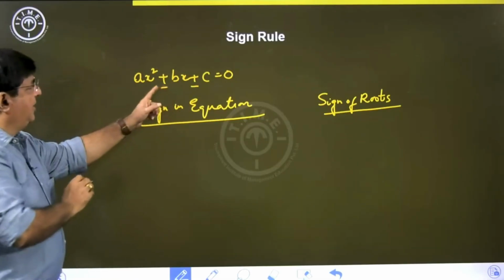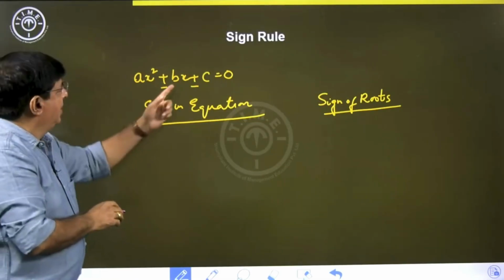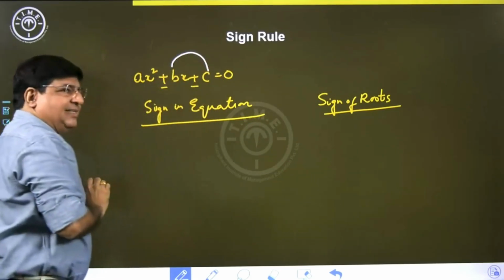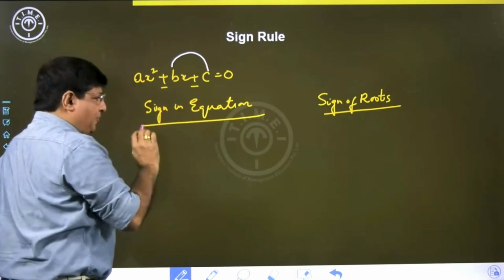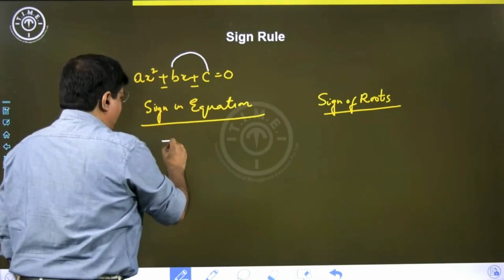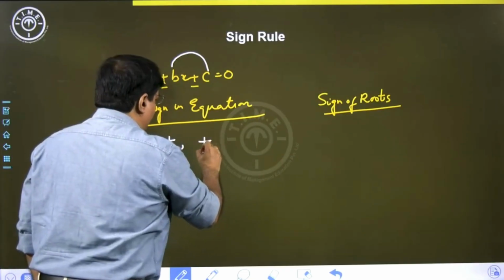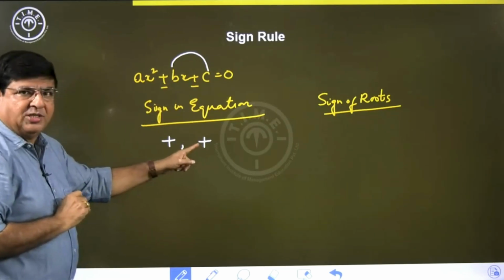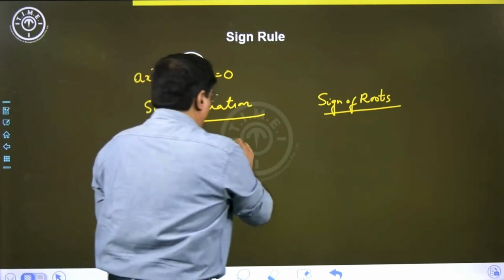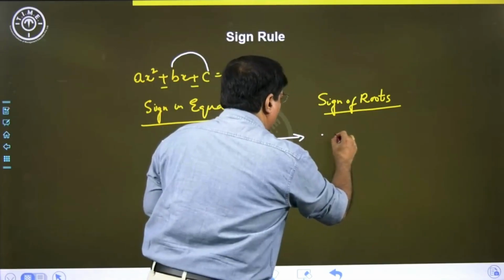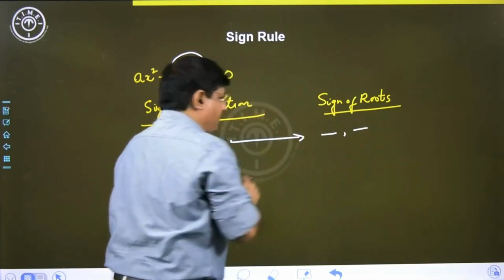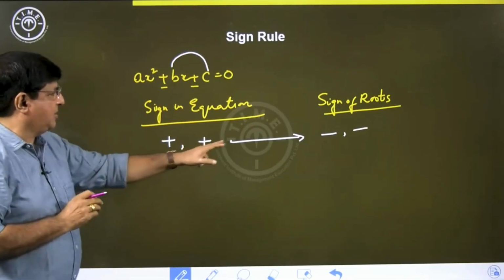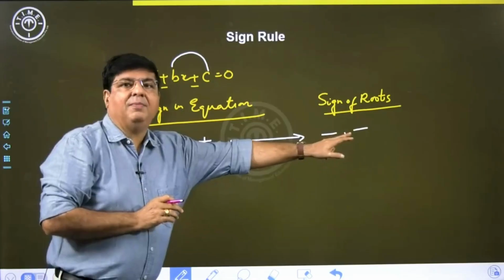Sign in equation, there will be 4 cases possible. We are looking at sign of B and we are looking at sign of C. So what is the first case possible? Both the sign of B and the sign of C positive. B sign is positive, C sign is positive, plus plus. What will be the sign of the roots? Both the roots will be minus. Sign of B is plus, sign of C is plus, both the roots will be minus.